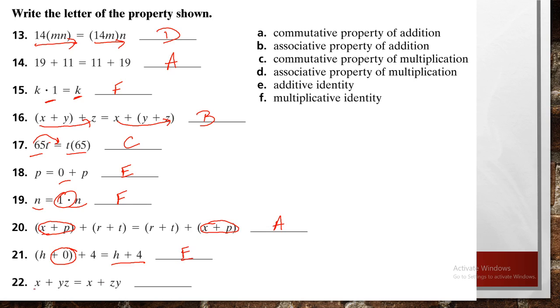And now I've got x plus yz equals x plus zy. So really, I should only be looking at this. This is the only thing that changes. We're switching the order, and it's multiplying the difference in the order. So that's going to be the commutative property of multiplication. Okay, a little tricky because you see that plus sign, you want to say addition, right?